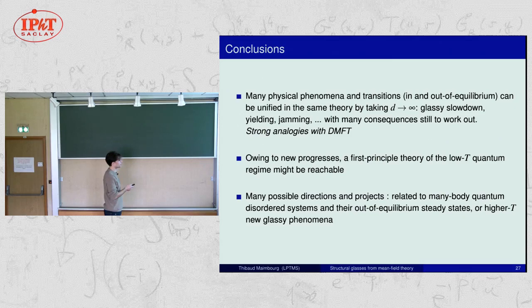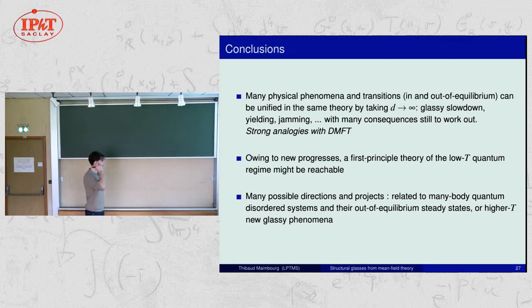I will just emphasize that the dynamics of the system is very analogous to what you do in dynamical mean field theory of strongly correlated electrons. And due to new progress, also in simulations and in experiments in the last 15 years, I think it's possible that we get a first principle theory of the low temperature quantum regime in those kind of frustrated systems.